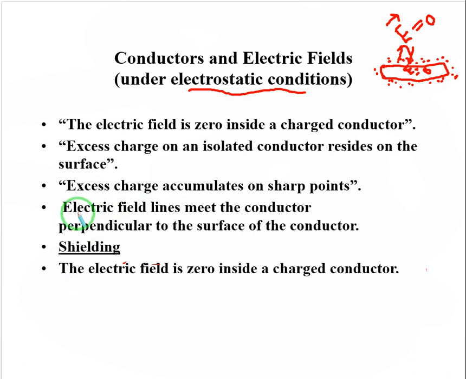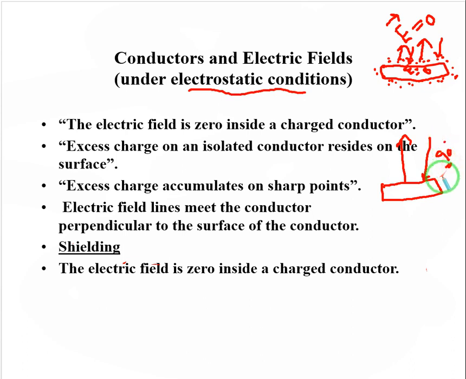The fourth point is that electric field lines meet the conductor perpendicular to the surface of the conductor. This is your electric field line, it can be emitted or absorbed, so it will meet the conductor perpendicular to the surface. How can it be? Let's see, this is your surface, and the electric field going onto it will always be perpendicular. Perpendicular means it makes an angle of 90 degrees with the surface of the conductor.